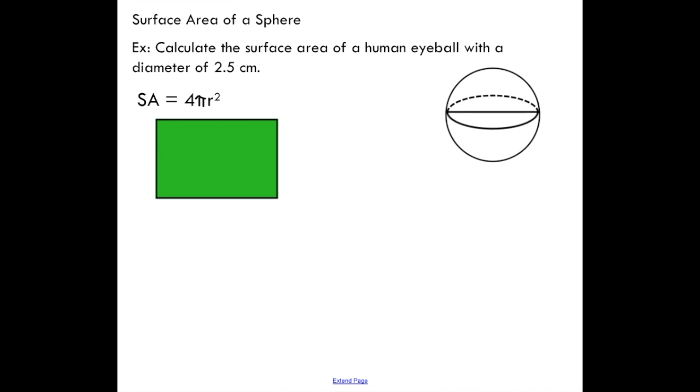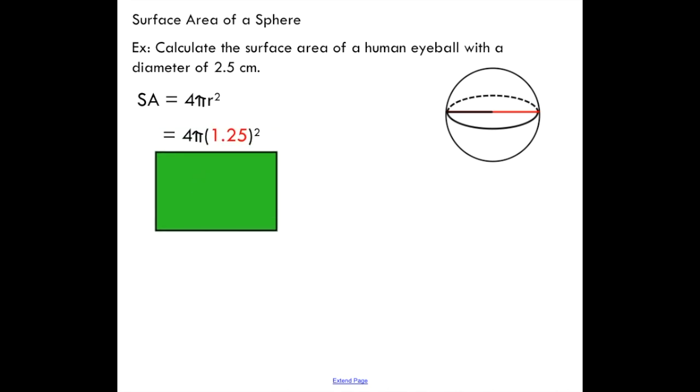So remember, the diameter is the entire length from one side of the circle to the other. Remember, we want the radius, which is going to be half of that diameter. So in order to get the radius, we need to divide this value by 2, and then we're going to substitute that in for r. And that's really all there is to this one.